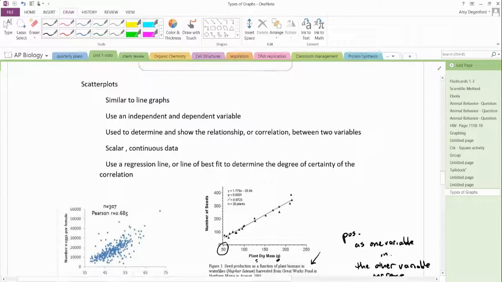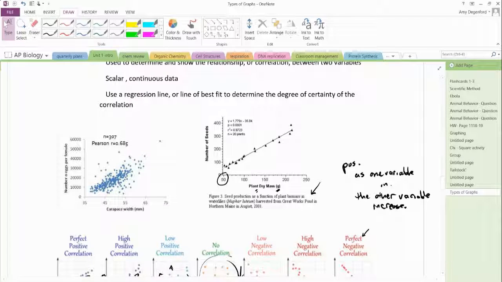Scatter plots are going to be similar to line graphs. So here's our second graph we're going to look at. They also use an independent and dependent variable. We use scatter plots to determine and show the relationship or correlation between two variables. Does variable A affect variable B? Is there a strong correlation between them? This is still scalar and it's still continuous data.